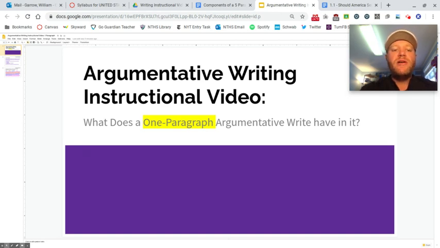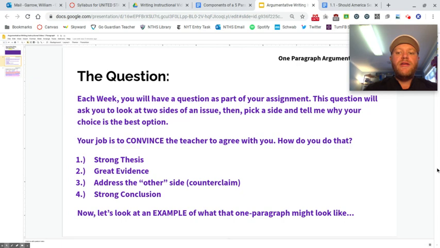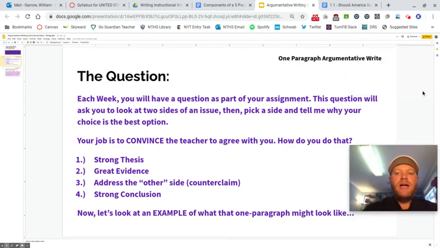And so the first thing we look at each semester is a 1-paragraph argumentative write. And so this video is going to go over what we have and what we expect in a 1-paragraph argumentative write situation. Okay, we use this in all of our remote learning classes. And so rather than looking at content here, I'm not going to talk about any historical figures or events. I'm just going to talk about what we look for in an argumentative write that a student would turn in, a 1-paragraph argumentative write.